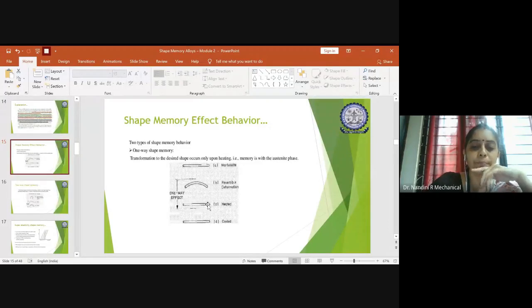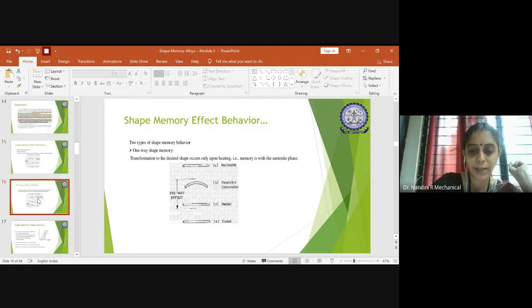If this is the regular wire of SMA, when you apply heat, it gets bent or deformed, right? But it has to come back when cooling. To come back when cooling, it should have the memory effect in the martensite phase also. Then only it can come back. If it does not have the memory concept in martensite, then it is a one-way effect only. So it can regain the memory of the deformed shape only and not the memory of the original wire of the shape memory alloy. In this case, we call it the one-way effect.